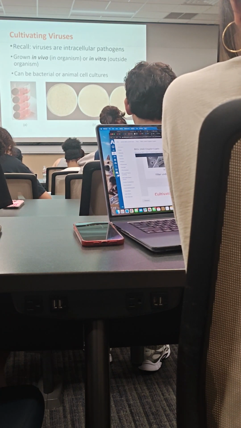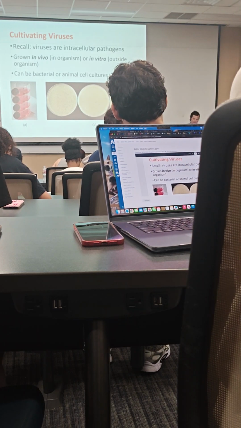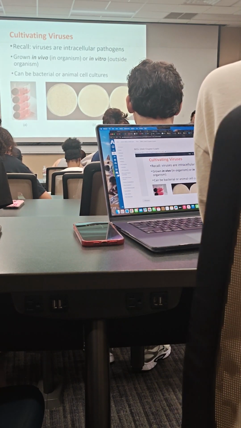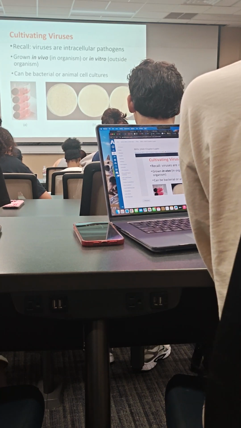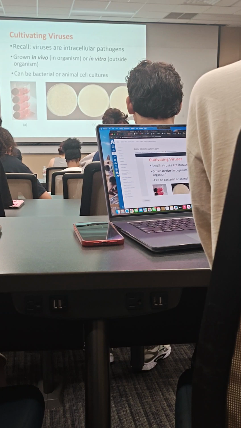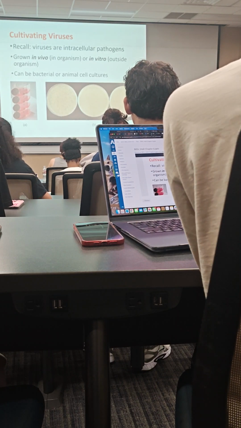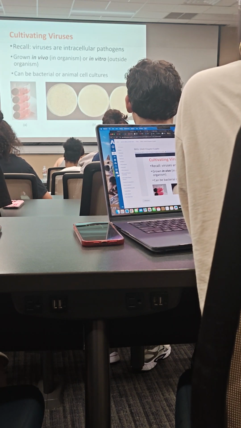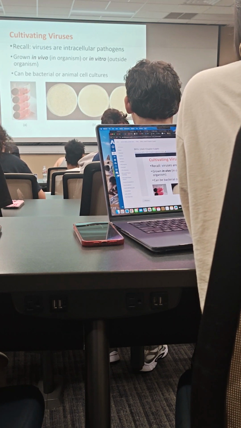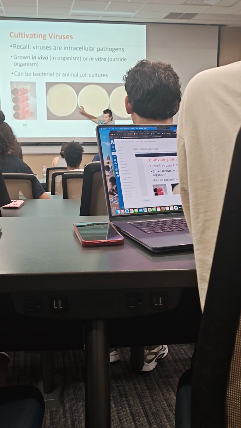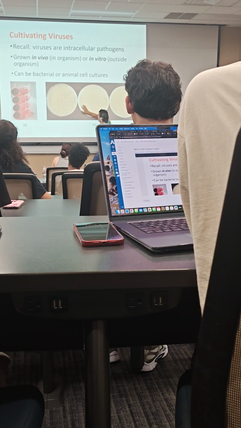So when we're going to grow these in the lab, we can do them either within an animal, a living organism, so we're going to call this in vivo culturing, or outside of an animal, which is in vitro culturing. So if you're growing this within a lab rat, in vivo, if you're going to take some tissue from that outside and grow it, it's in vitro. We can have both bacterial and animal cell cultures respectively for bacteriophages and eukaryotic viruses.